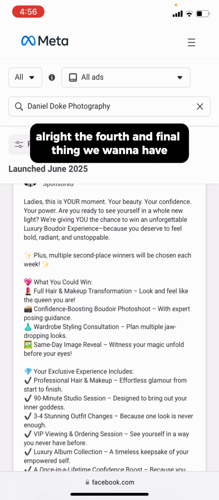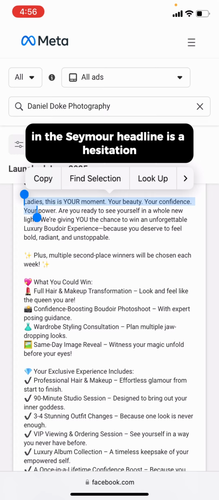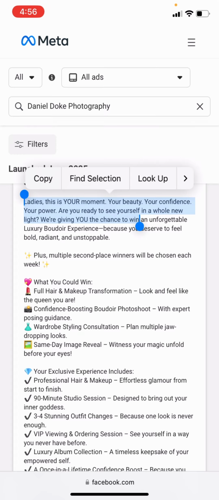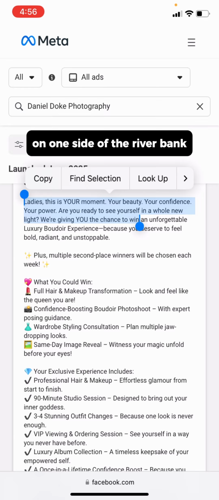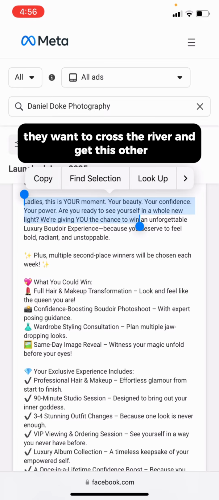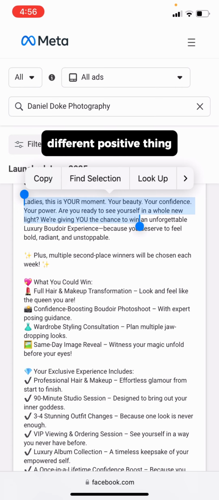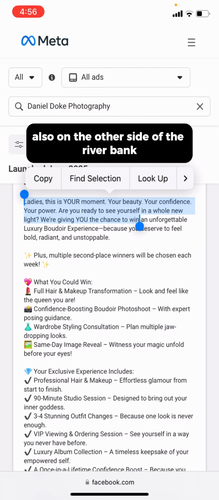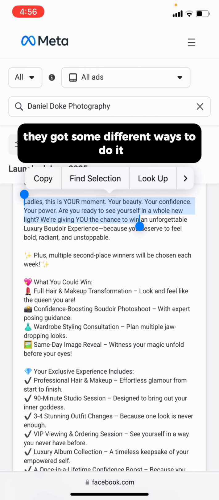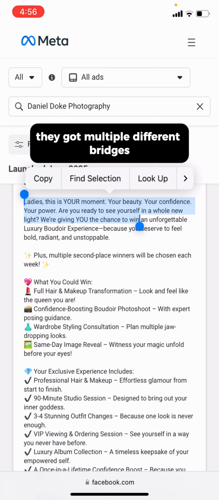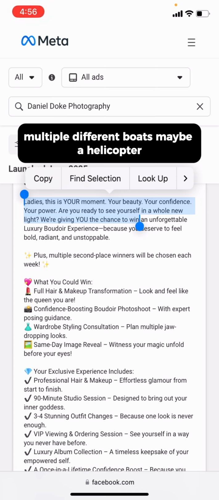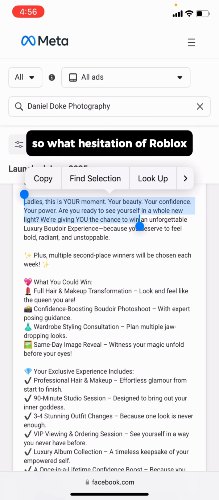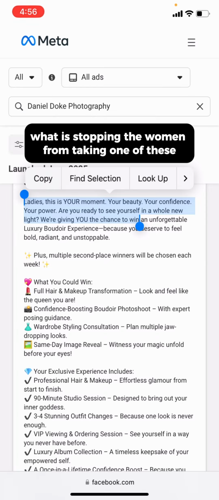All right, the fourth and final thing we want to have in the See More headline is a hesitation/roadblock. So when we want to get away from this negative thing on one side of the riverbank, they want to cross the river and get this other different positive thing also on the other side of the riverbank. And they got some different ways to do it. They got multiple different bridges, multiple different boats, maybe a helicopter. So what hesitation or roadblock, what is stopping the women from taking one of these?